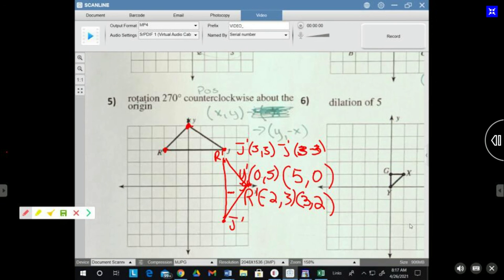All right, who can remember from last week? What do we do on dilation? Multiply every number by 5, right? So we really need our coordinates on this one.